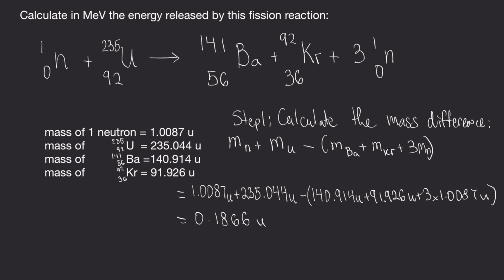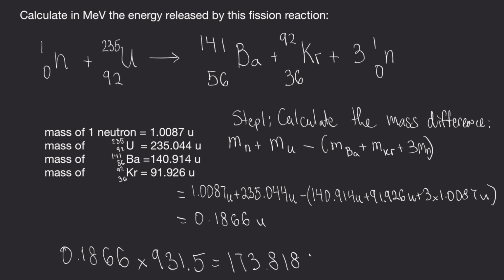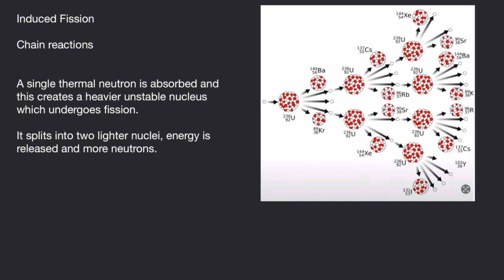0.1866 u. But remember, 1 u corresponds to 931.5 mega electron volts. So to work out the energy in mega electron volts, all we need to do is multiply 0.1866 times by 931.5, and we're going to get approximately 173.818 mega electron volts. The reactions inside a fission reactor are known as induced fission chain reactions.